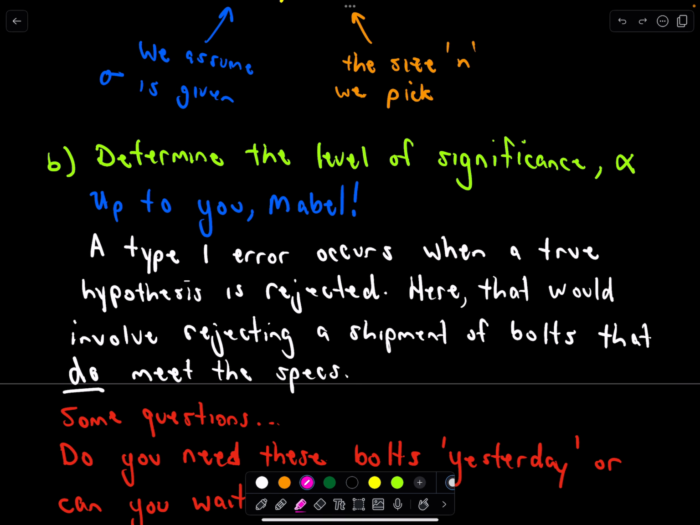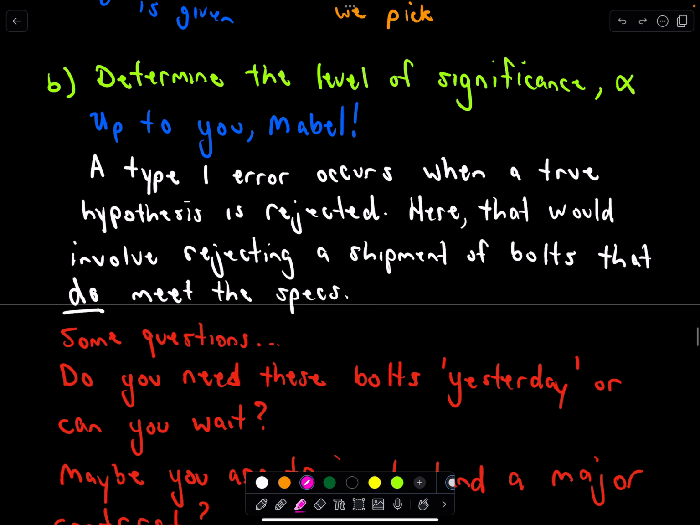And in this case, that's going to mean that we reject a shipment of bolts that do meet the specs. Those bolts should have been fine. We should have collected the data and said, hey, these are good. But unfortunately, we made a type 1 error. We said, no, they're bad. We won't buy them.